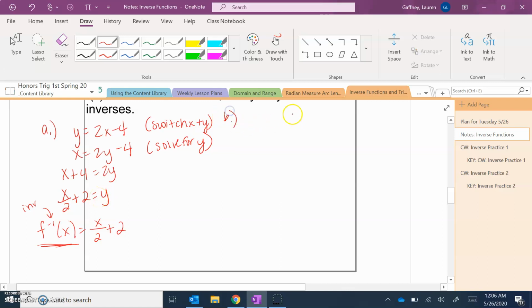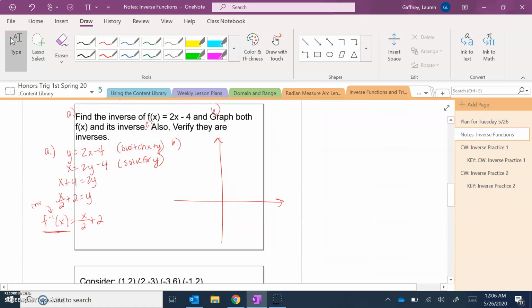So part B, let's graph these. This is just a super rough sketch, so I'm going to graph the original. Sorry about that. Hold on. Okay, so this is my original. And now I'm going to graph the inverse as well. Something like that.